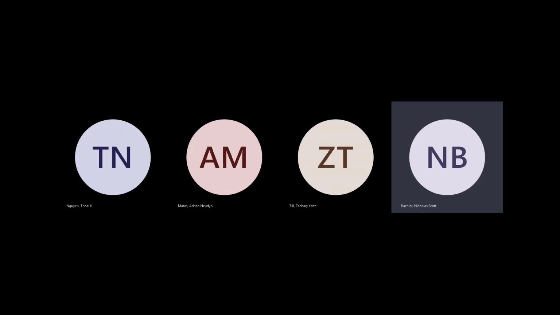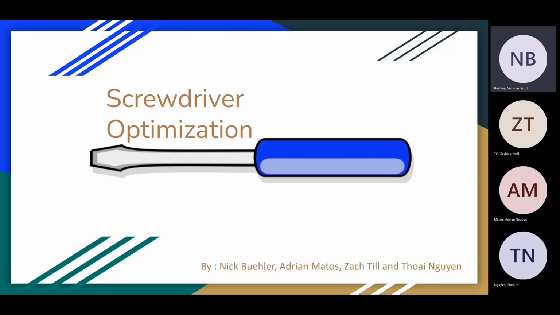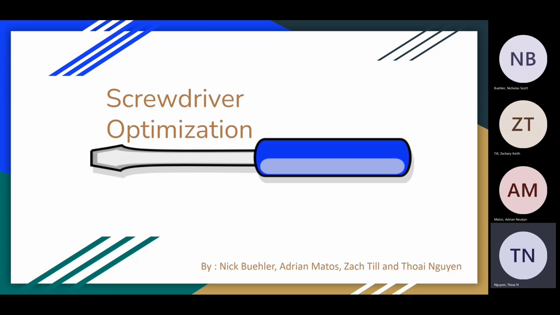This is our group's project for Mech 3380. Our project is a screwdriver optimization, and my name is Nick Bueller, and with me is Adrian Montes, Zach Till, and Win.